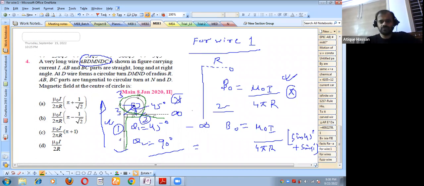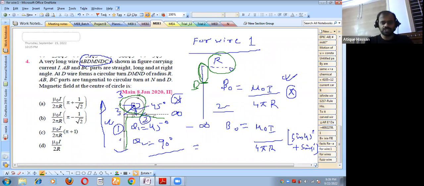So if you see the first part, wire 1, we have to reconsider due to wire 1. The situation is not like this. Getting my point? Since the wire turns at point B, it is not moving here. Actually, this portion is not straight. This portion is not having any straight wire. Getting my point?